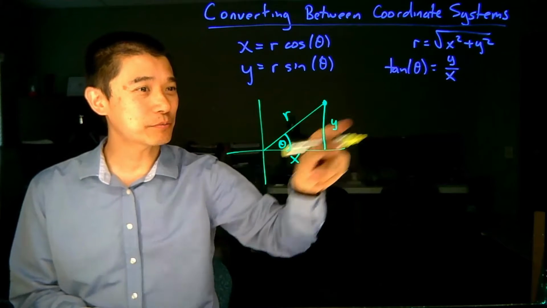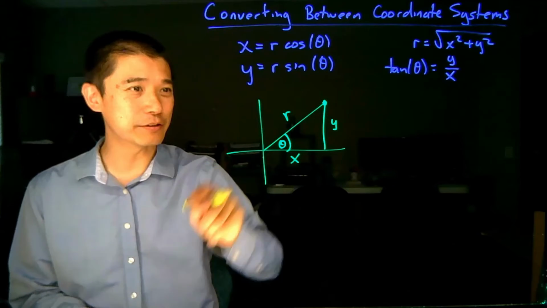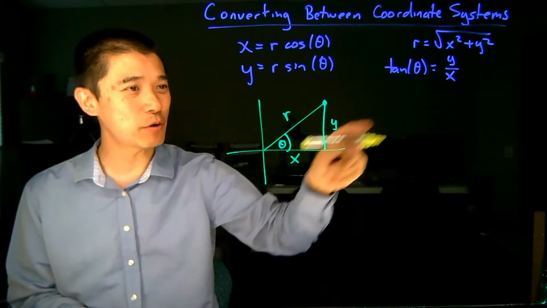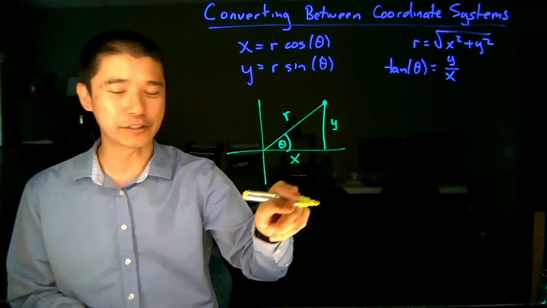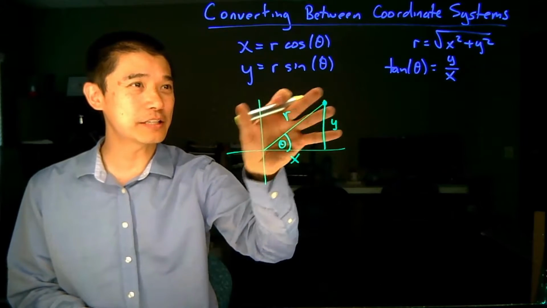And this actually is the same picture. So r is equal to the square root of x squared plus y squared. That's the Pythagorean theorem. Tangent theta equals y over x. Tangent is opposite over adjacent. And so this picture actually relates both of these together.